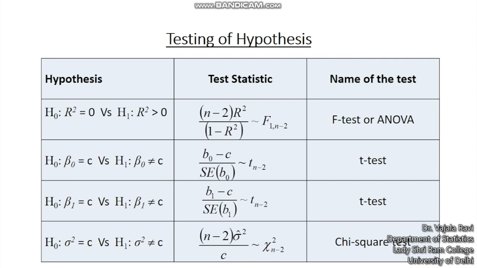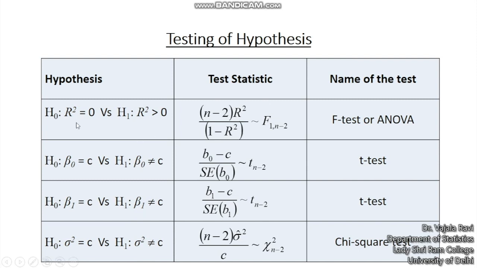I should stop the process here itself. And greater than 0 means that yes, my model is decent enough. I can go on with further analysis of this model. So R square is equal to 0 versus R square greater than 0. The test statistic is this. And the name of the test is F-test, or more popularly known as ANOVA.